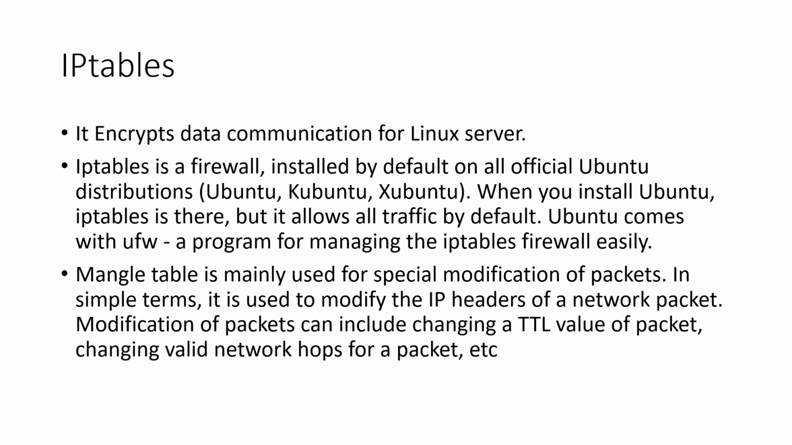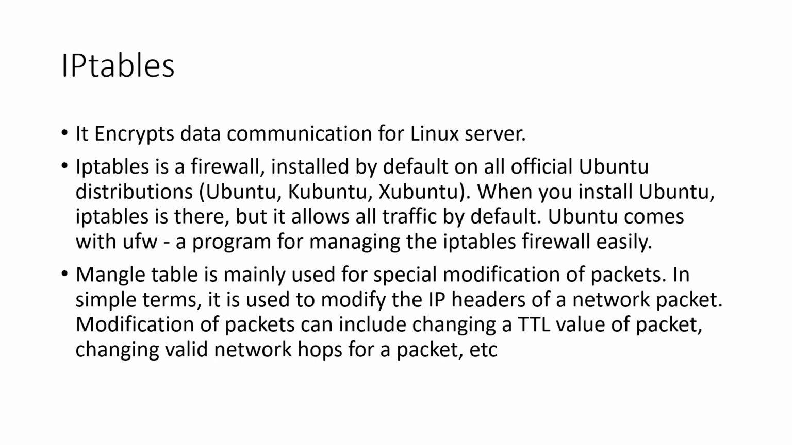And this is iptables. Iptables is pretty much the firewall for Ubuntu. It encrypts data communication for Linux servers. Iptables is a firewall installed by default on all official Ubuntu distributions: Ubuntu, Kubuntu, and Xubuntu. I'm butchering these names, but go ahead. When you install Ubuntu, iptables is there, but it allows all traffic by default.